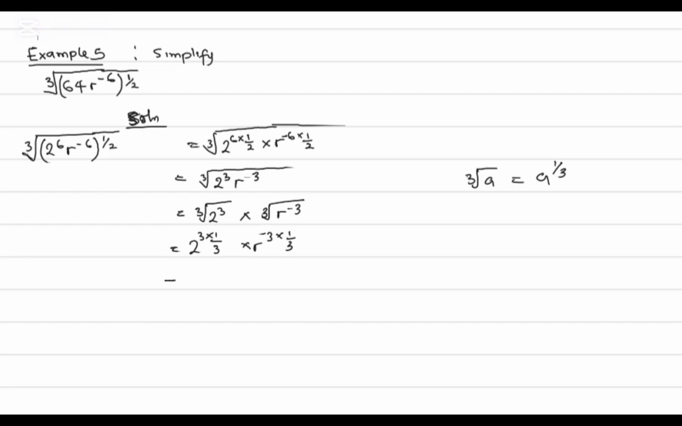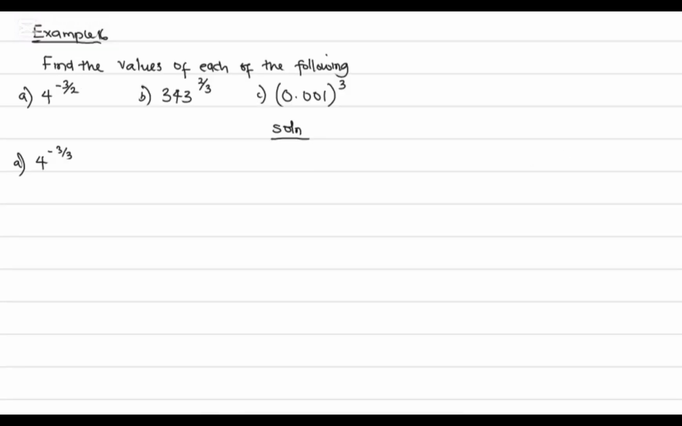So now this will give us 2 multiplied by, because 3 here 1, 3 here 1, that will give us just 2 raised to power 1, which is 2. Then here minus 3, 1 over 3 here, that will give us r raised to power minus 1, and that is 2 times 1 over r. So my answer is simply 2 over r. So that's that about that. Let's look at the last example before we take exercises.